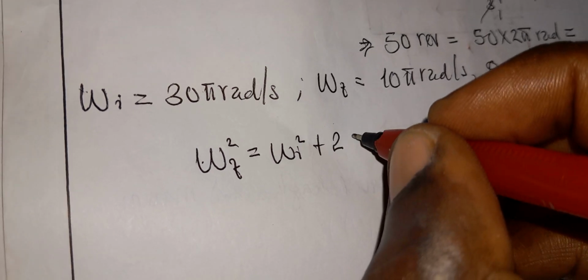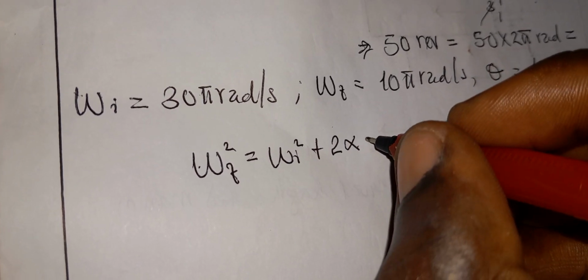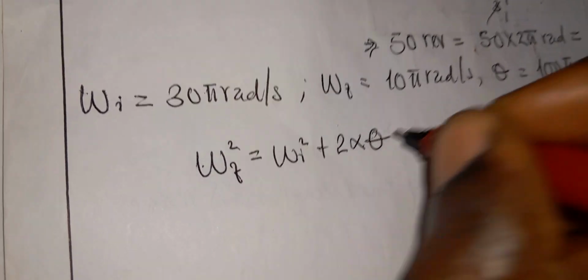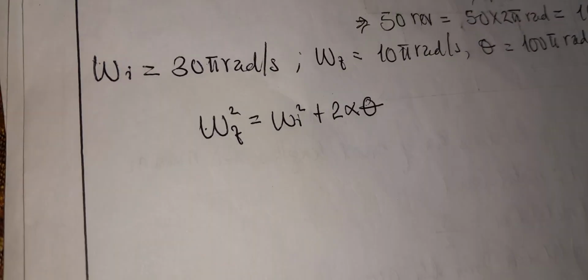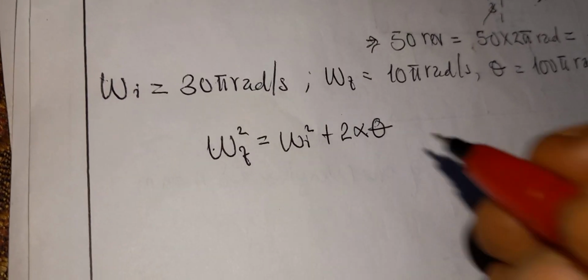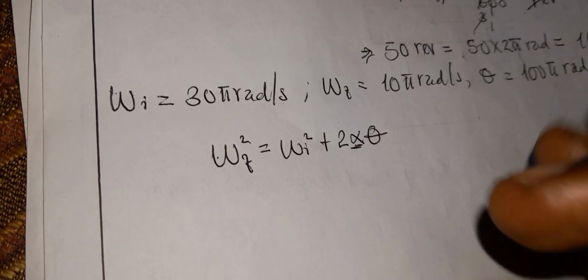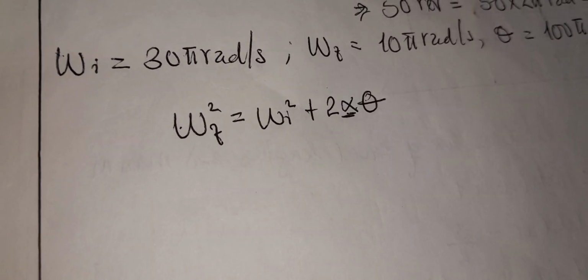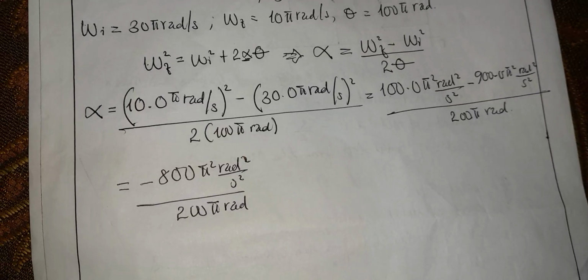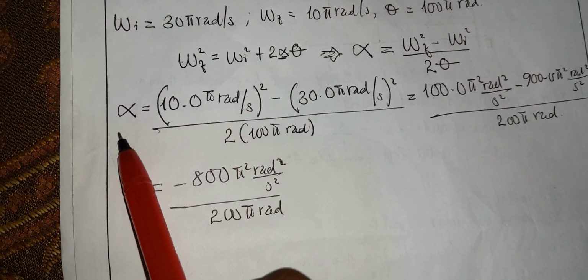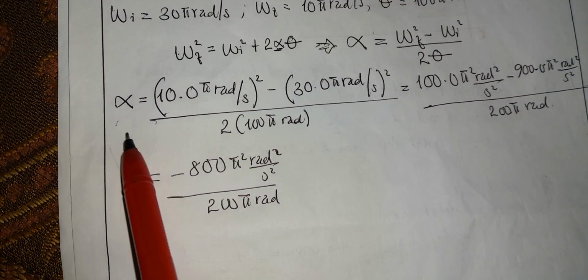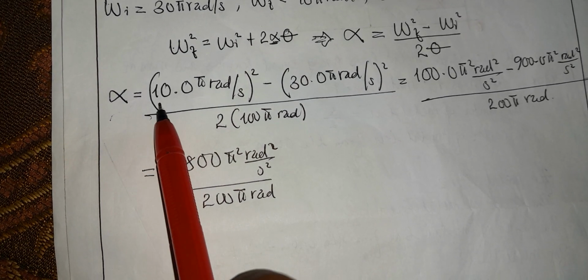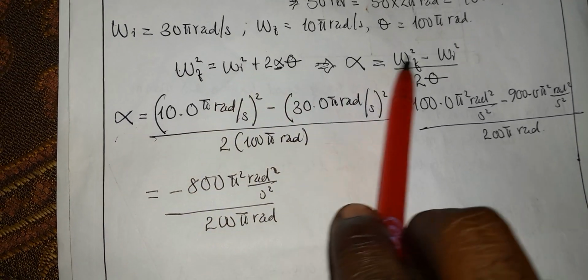2 times angular acceleration times the angular distance. So we're actually looking for the angular acceleration. So I'll make it the subject of the formula and now substitute my values and get my answer. Right, after making the angular acceleration the subject of the formula, this is what we have.